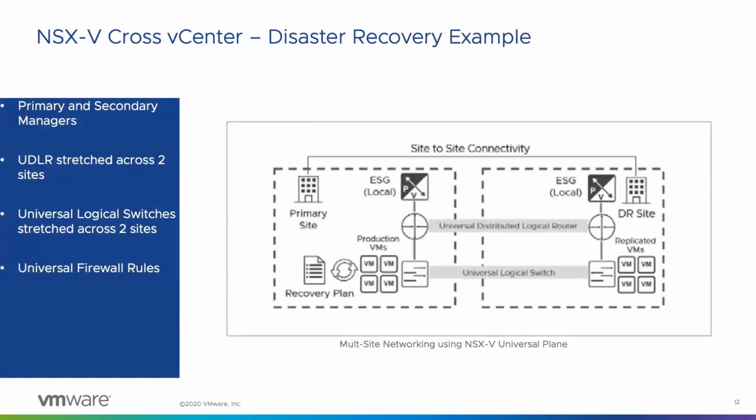So I'm going to talk about just a disaster recovery example here. Here we've got an NSX for vSphere environment that's used for disaster recovery. You see we have primary and secondary NSX managers. We have a universal distributed logical router stretched across these two sites. And also the universal logical switches are stretched across the sites along with the firewall rules. So this would be your typical NSX for vSphere environment.